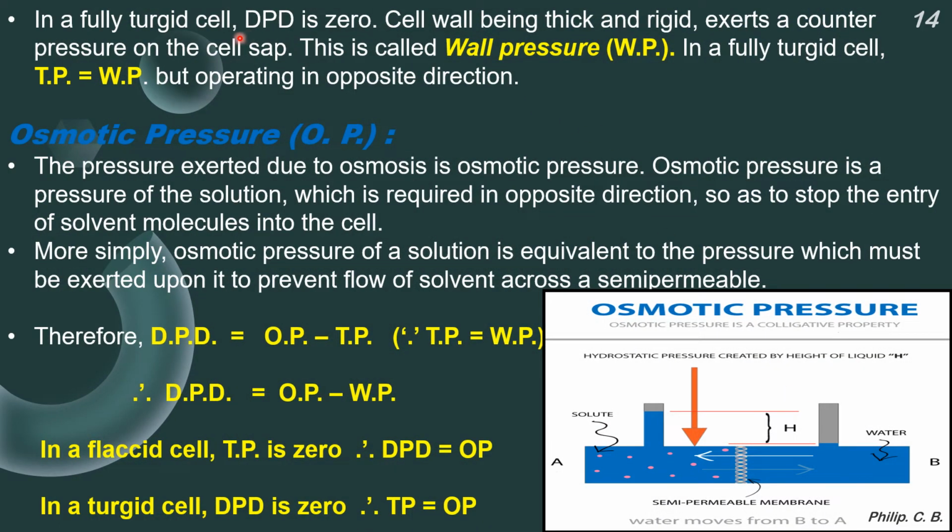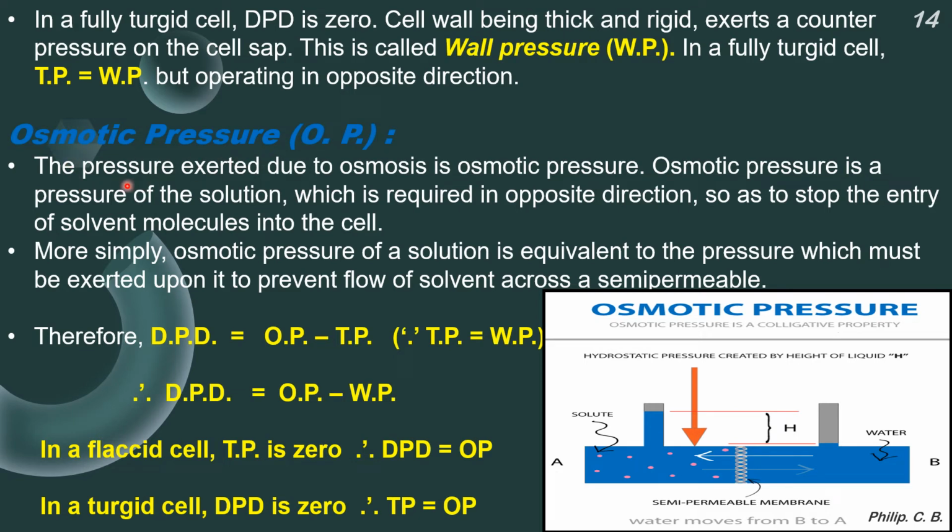Further, in a fully turgid cell, the diffusion pressure deficit is zero. The cell wall, being thick and rigid, exerts a counter pressure on the cell sap. This is called wall pressure, or in short WP. So in a fully turgid cell, TP is equal to WP, but operating in the opposite direction. So the wall pressure is equal to the turgid pressure or turgor pressure.